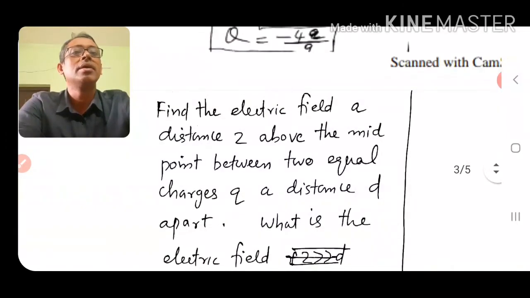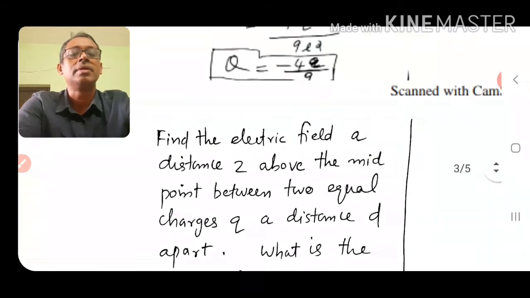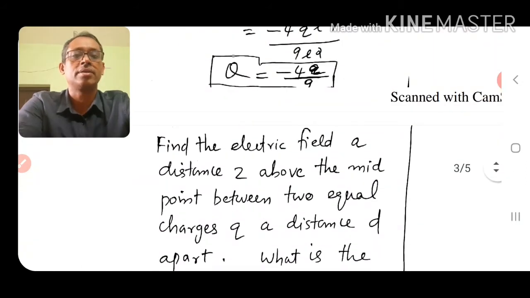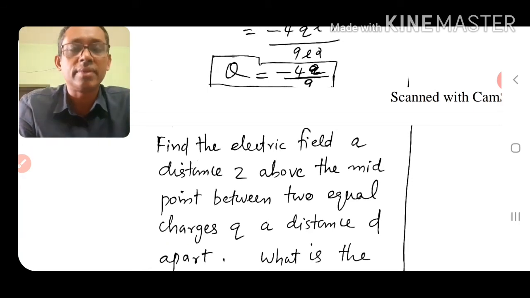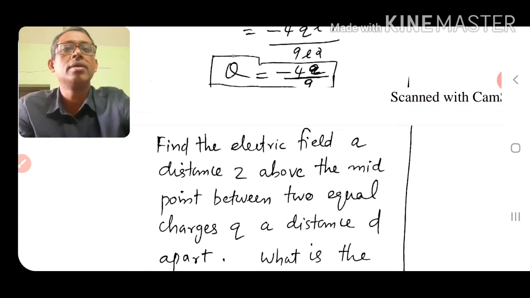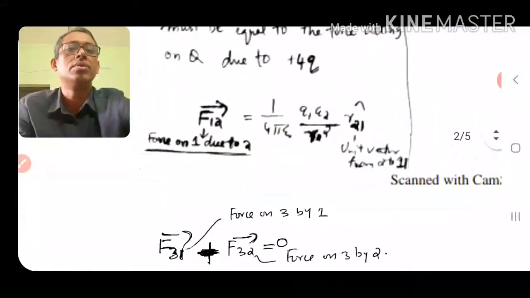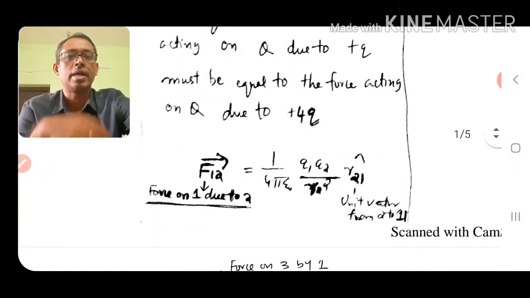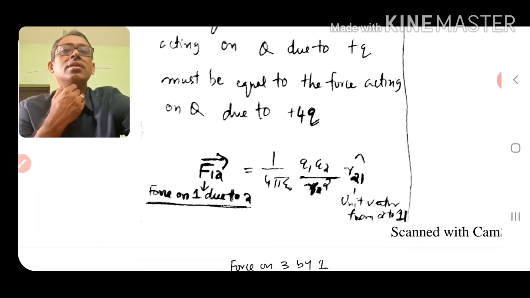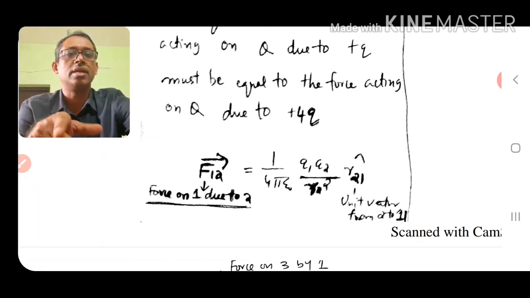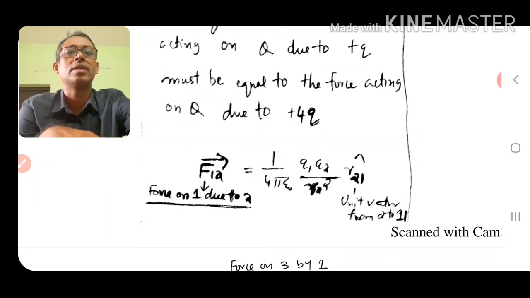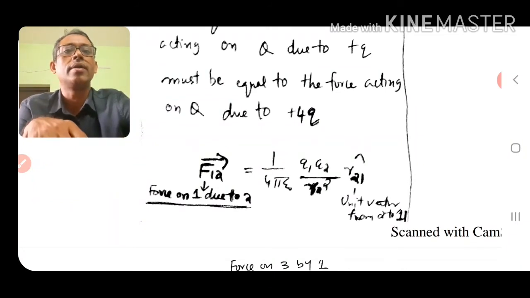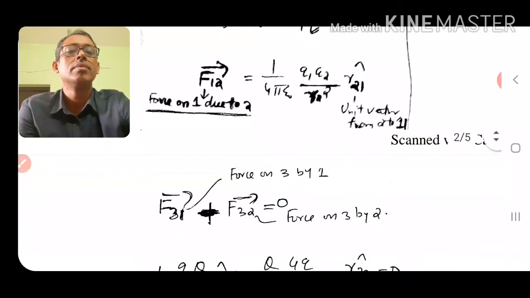Now we move on to the second problem. The first problem we solved using Coulomb's law. This definition has to be clear to you. That is, F12, the force acting on the first charge by the second charge, is equal to 1 by 4 pi epsilon 0 q1 q2 by r square, r21, where r21 is a unit vector from 2 to 1.